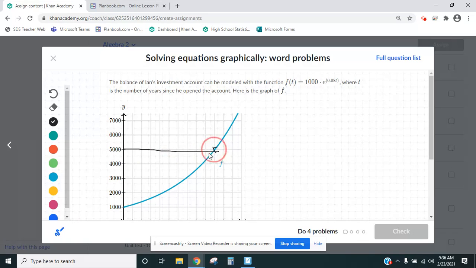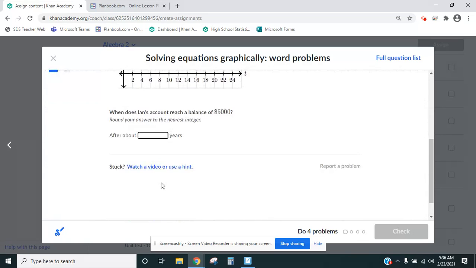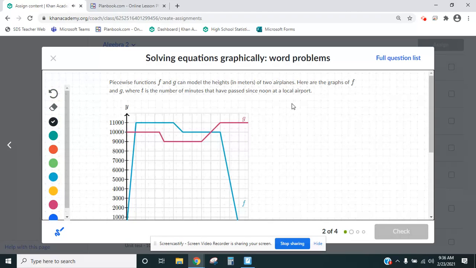$5,000. When? After about how many years? Let's do the next one.